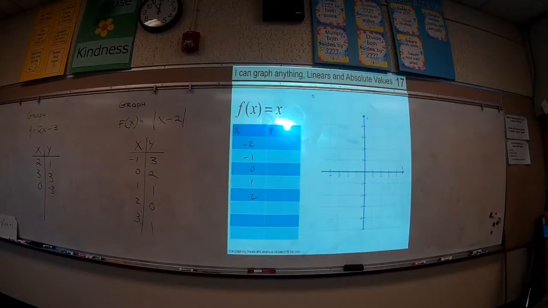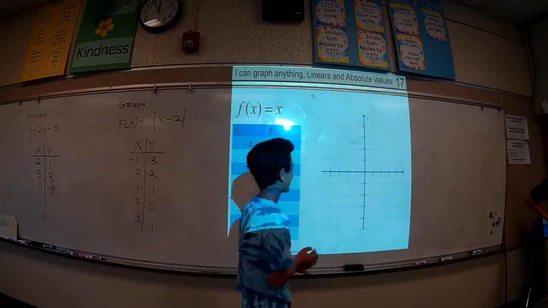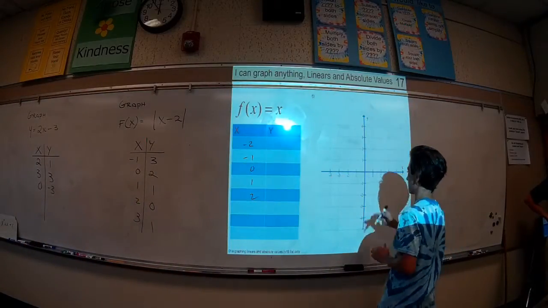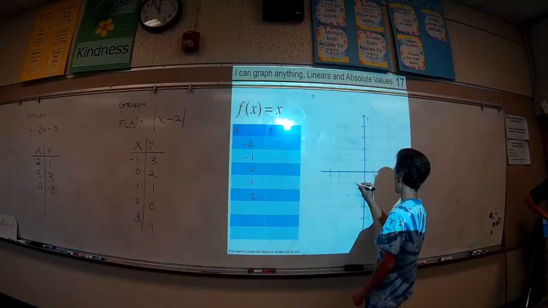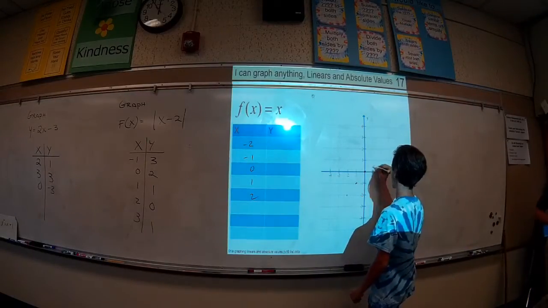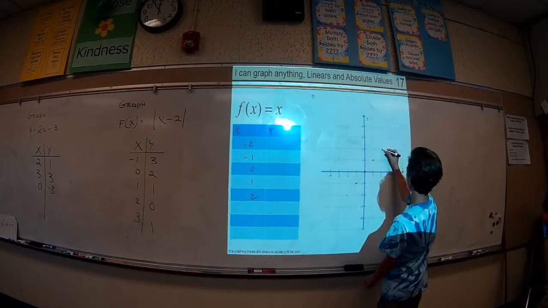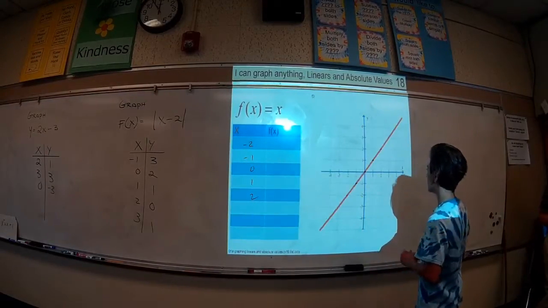JJ, come on. Come graph it. You can do it, JJ. Here comes JJ. What color are you going to use, JJ? Black. Using black. Yep. -2, negative. Check that out. -2, -2. Nice. Here's the magic, JJ.